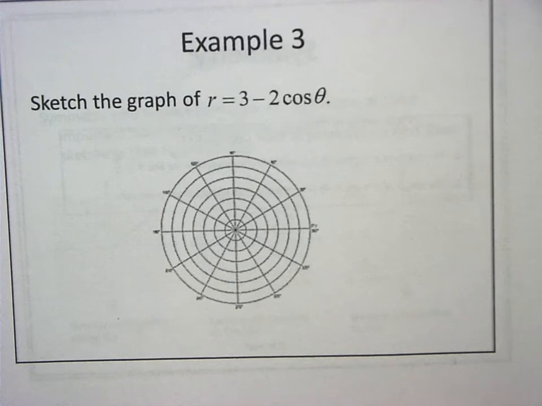I have a question. Sorry. Why is it R? It's referring to the radius. The radius, how far out you are, is based on the angle theta. So that's why it's R.